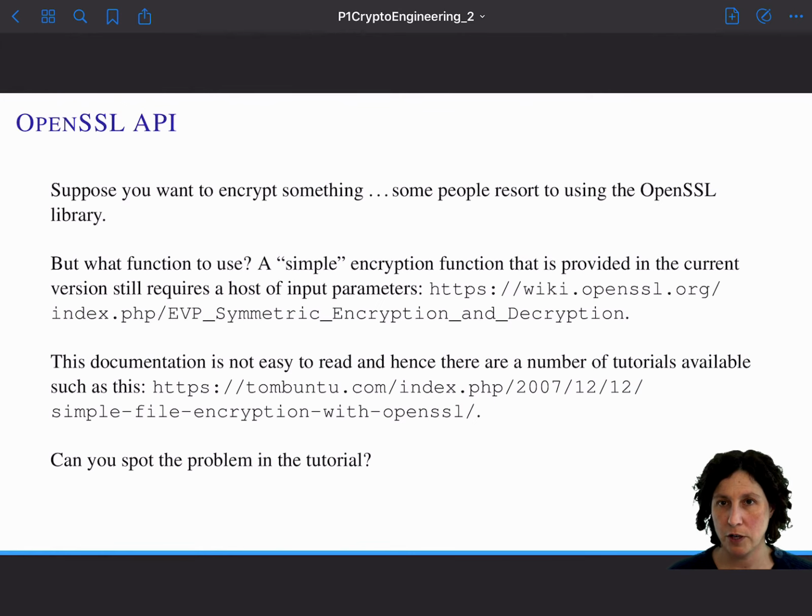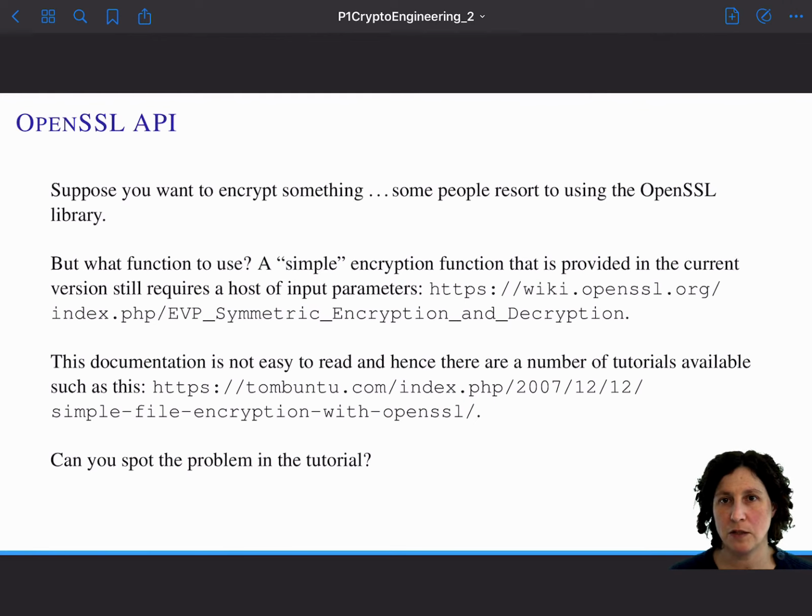Have a look, I provide you here with a link of what the syntax looks like. And this documentation that they provide is really not super easy to read. If you then get a bit desperate and Google for how do I use OpenSSL to encrypt a file, then you'll find a bunch of tutorials. I just picked one of them and looked into it when I prepared for this lecture. And again, I'm providing you here with a link to it.